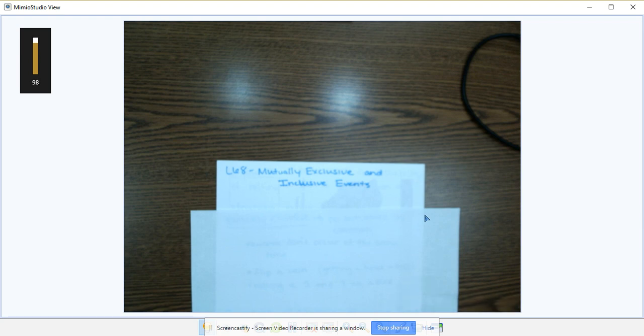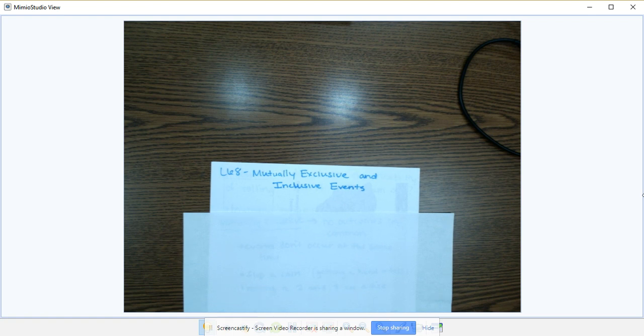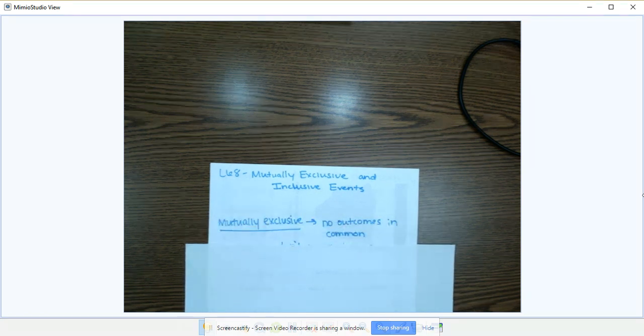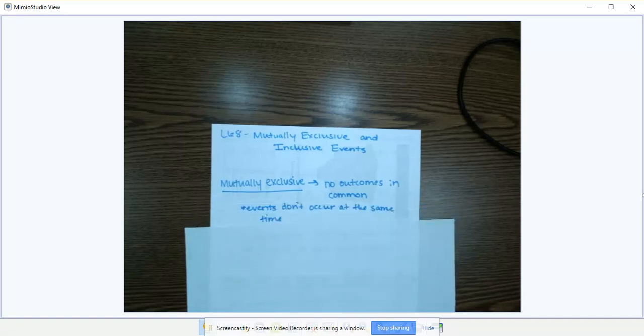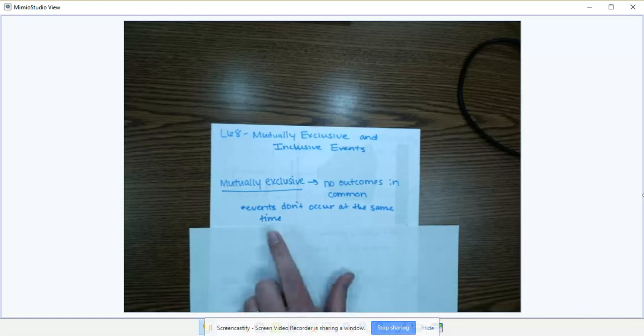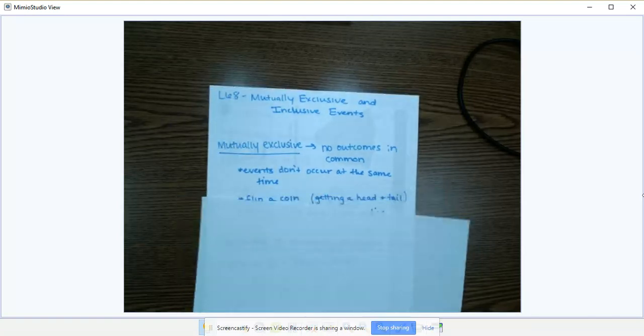Okay, we're going to talk about mutually exclusive and inclusive events today. So mutually exclusive means that whatever you're doing, you don't have any outcomes in common. So think about flipping a coin and rolling a dice. They don't share any outcomes. Or if you flip a coin, getting a head and a tail at the same time can't happen. So they're just events that will never occur at the same time.